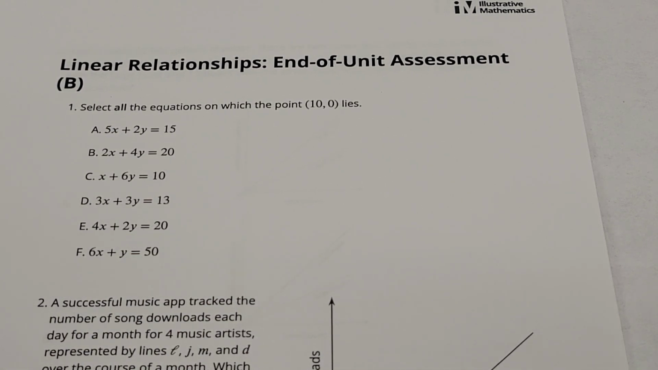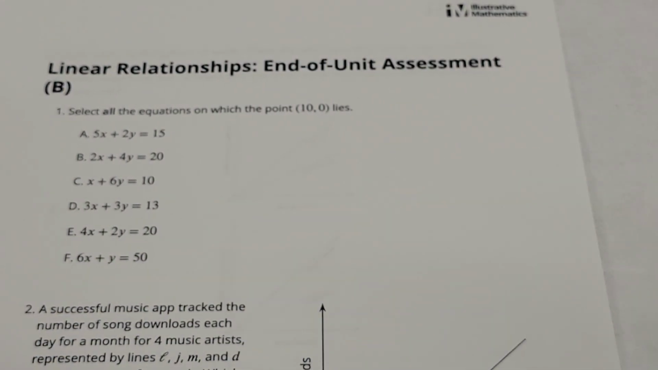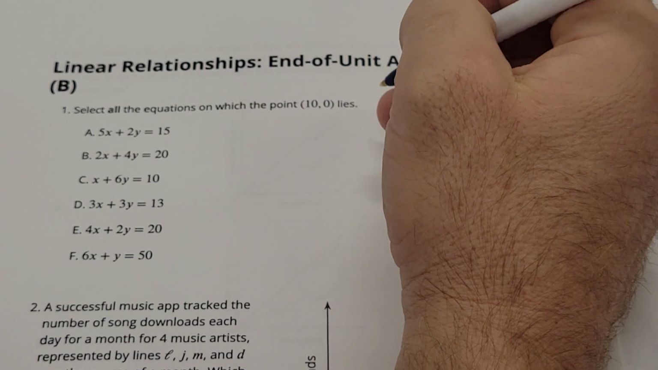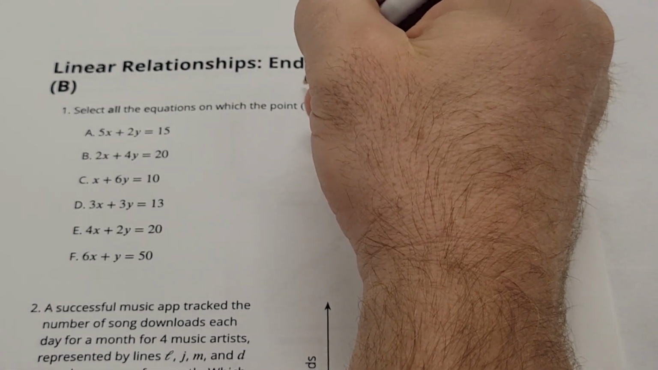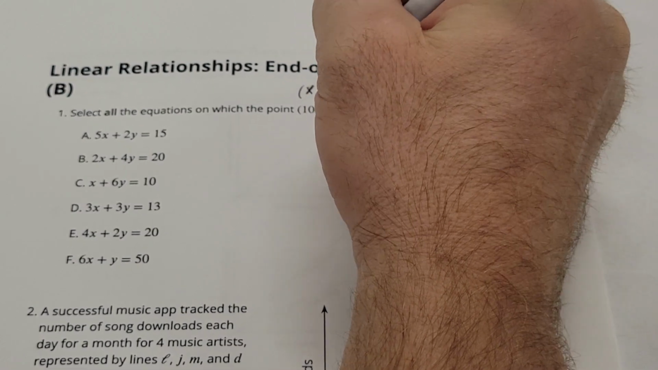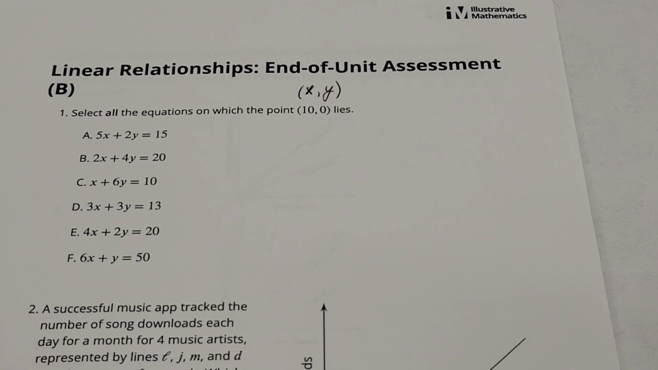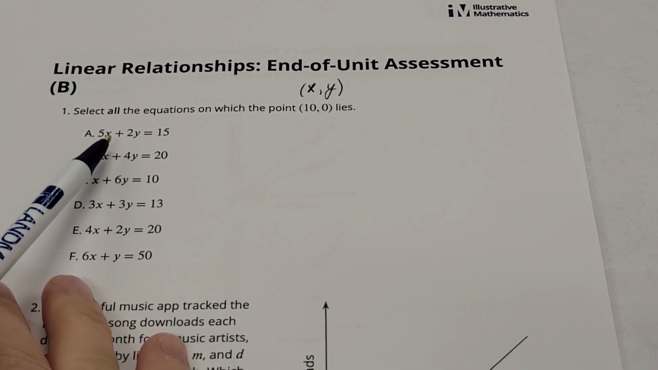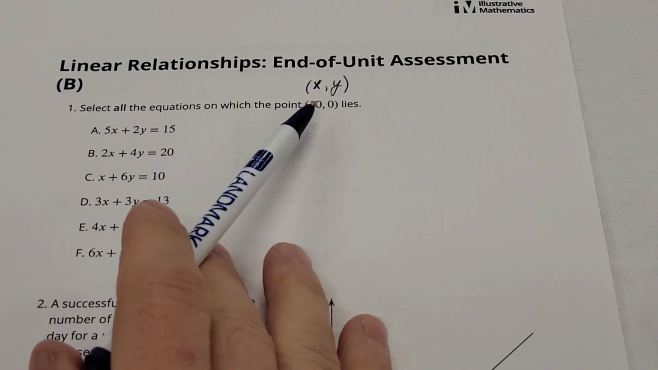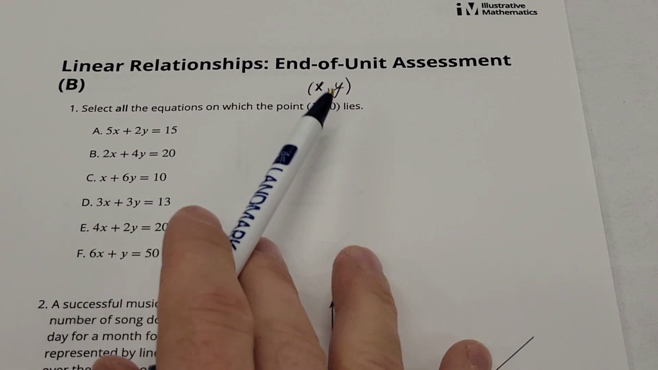Number one, select all the equations on which point (10, 0) lies. I need to remind you that in (10, 0), the first number is an x number and the second number is a y number. Because of that, as I look at these equations, everywhere there is an x, I can put 10. Everywhere there is a y, I can put 0.